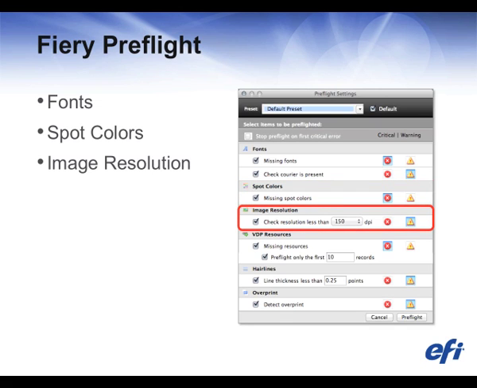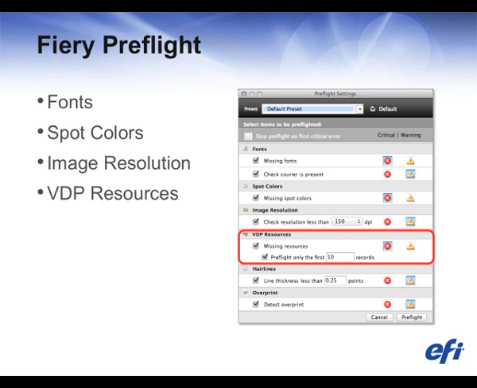Fiery Preflight can check the resolution of all the images used within a document. In this example, images with a resolution of less than 150 dpi will generate an alert message. If the document is a variable data printing job, Fiery Preflight checks a sample of the records to verify that the resources required are accessible to the Fiery server. The resources can be stored locally or accessed from external links. In this example, the first 10 records will be checked and a critical error will be generated if any resource is missing.